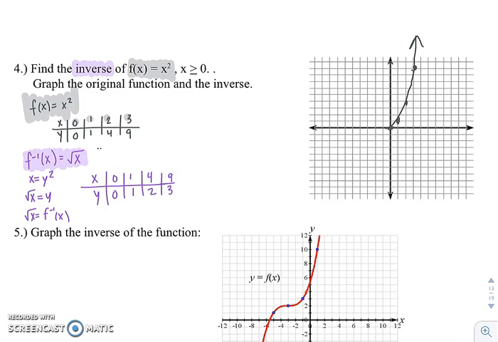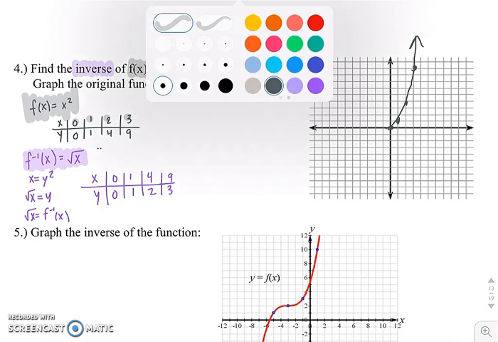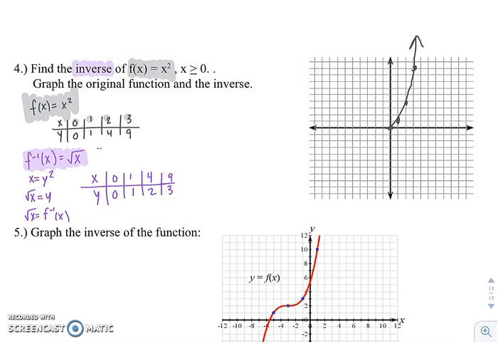So then the inverse, if you switch your x and y, which we did down below there in the purple, so make it x equals y squared. You take the square root of x, so the square root of x is what your inverse function is. So if we take the square root of 0, we get 0. Square root of 1, we get 1. Square root of 4, we get 2. Square root of 9, we get 3.